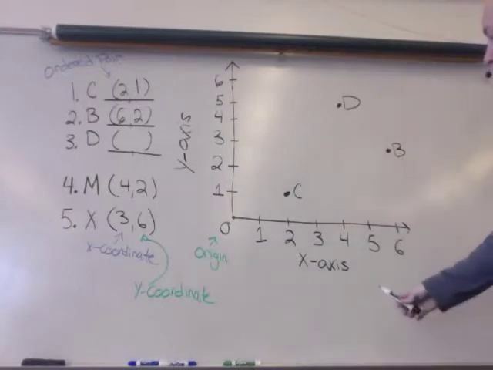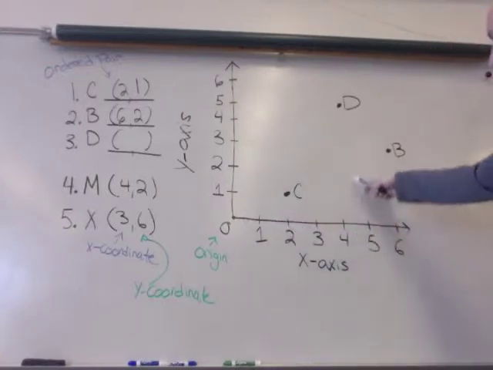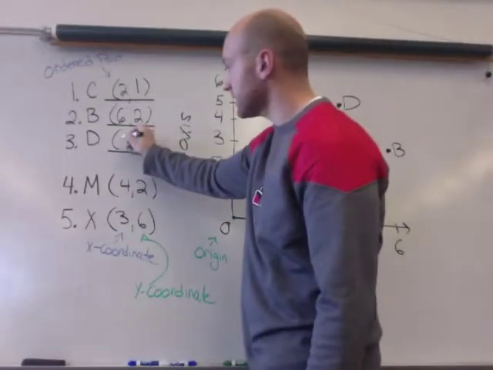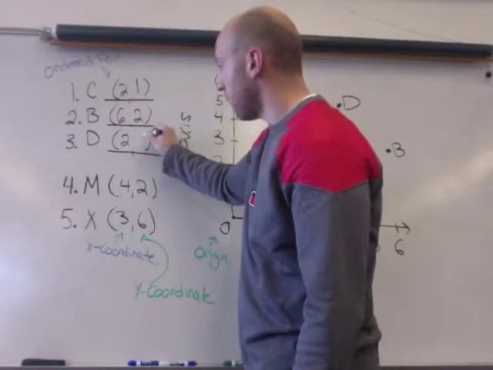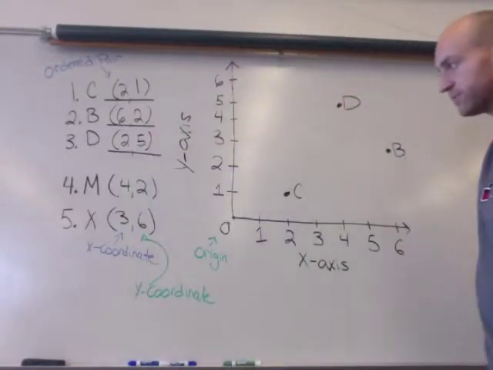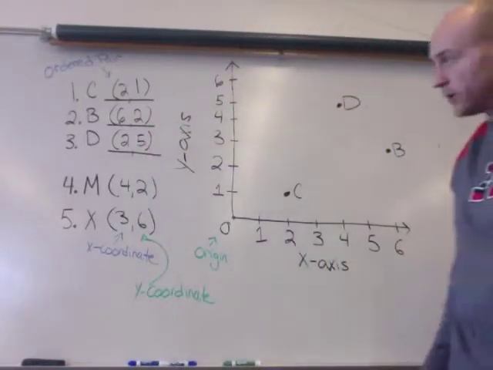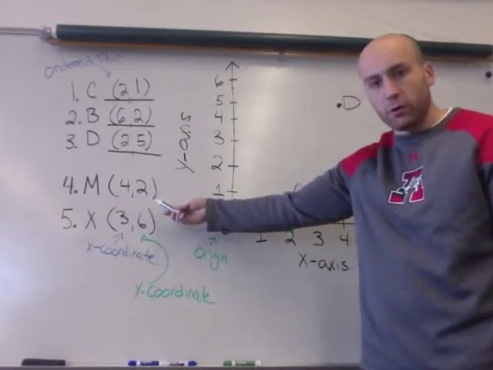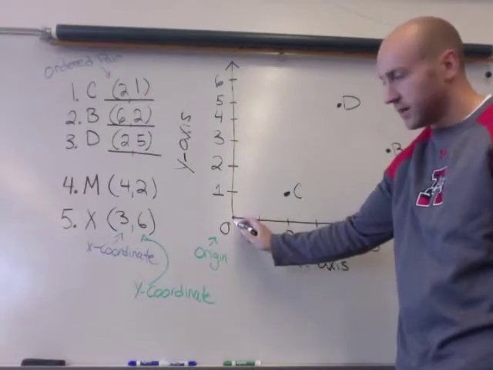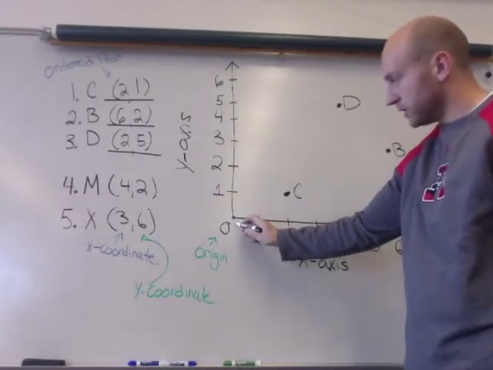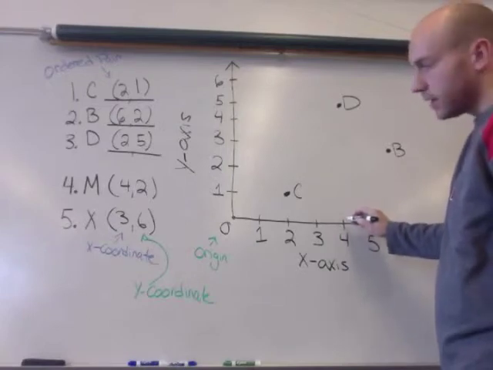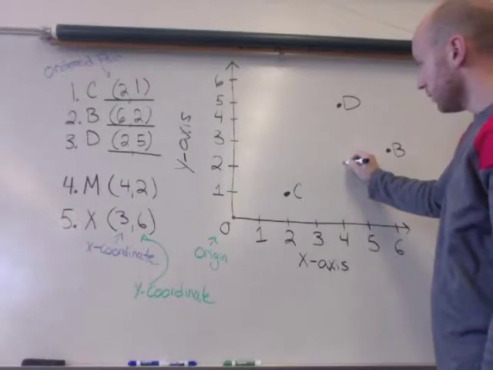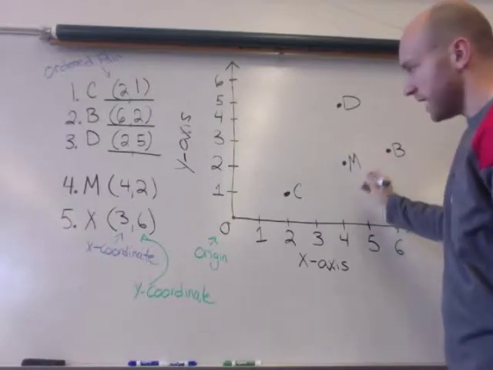Okay, for number 3, we run from the origin 4 and we rise from the origin 5. So our x is 4 and our y-coordinate is 5. Okay, and then when we want to map points, like point M, we start with the x and then we go to our y. So we start at the origin and our x-coordinate is 4. So we need to go 1, 2, 3, 4. And then we rise 2 because our y-coordinate is 2. So 1, 2. We put our point and we label it M.